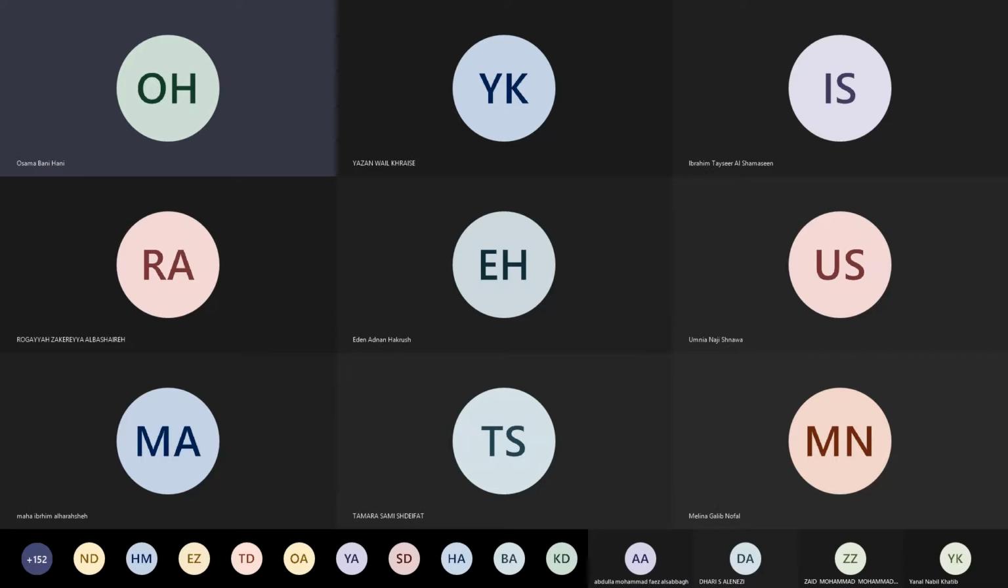I think, دكتور, clear. ممكن بس شوي دكتور.